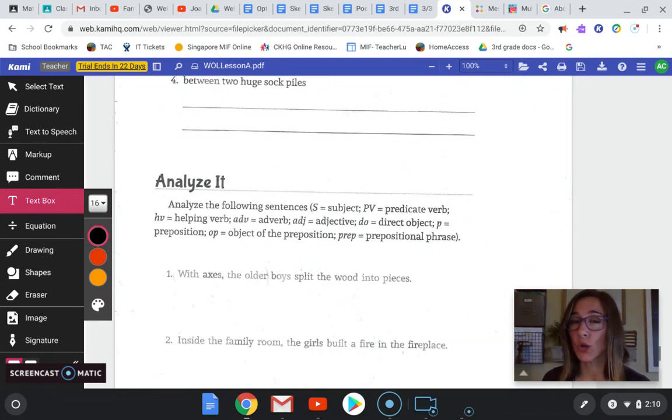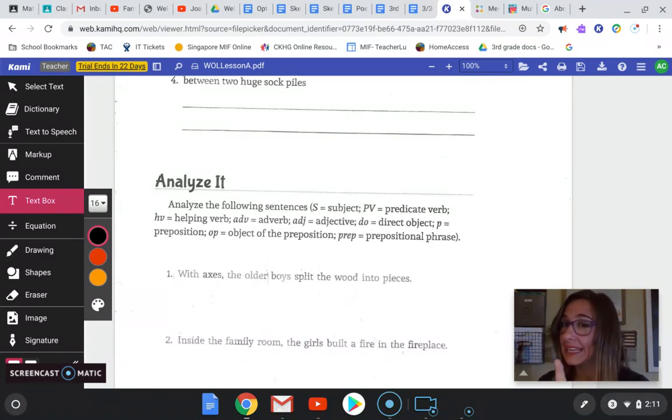With axes, the older boys split the wood into pieces. The order of analysis is phrases, clauses, principal elements, and modifiers. Class, are there any prepositional phrases? Yes, ma'am. Into pieces is a prepositional phrase. Into is the preposition, pieces is the object of the preposition. With axes is a prepositional phrase. With is a preposition, axes is the object of the preposition.